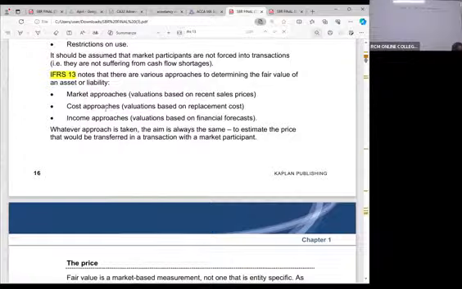Then we have cost approaches. If, for example, there is no market for this type of Fielder, maybe it has many CCs, so in this case it's not a business vehicle, then I can look at what we call the cost model.